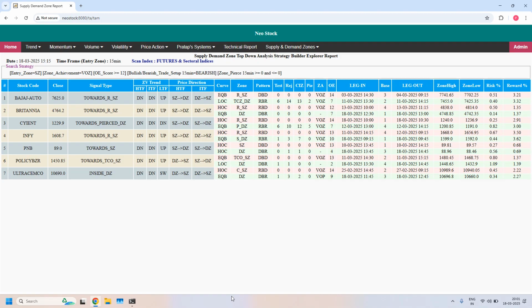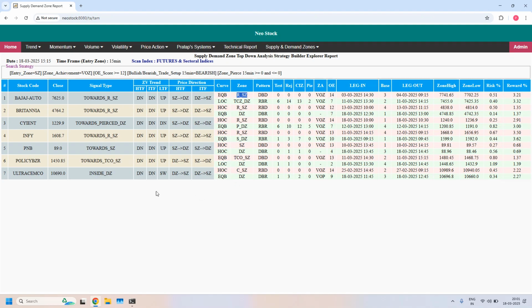So these 7 stocks are supporting bearish trade setup for daily income trade. And the entry time frame zones are 15 minutes supply zones. All these are 15 minutes supply zones.